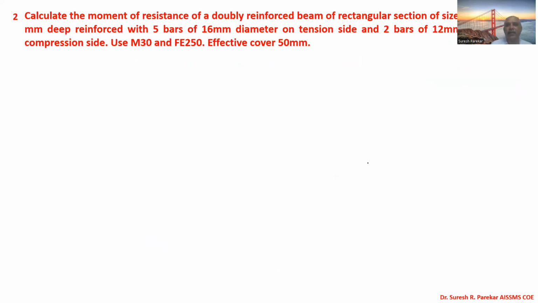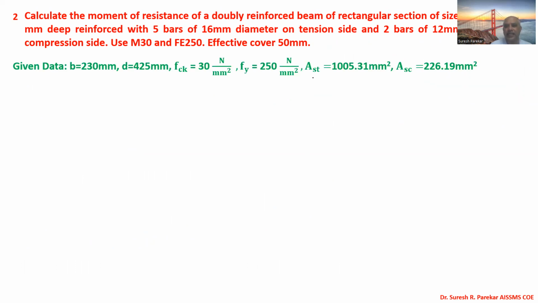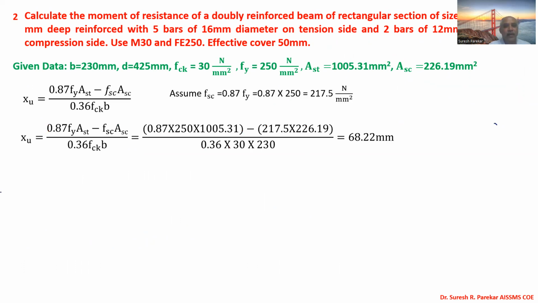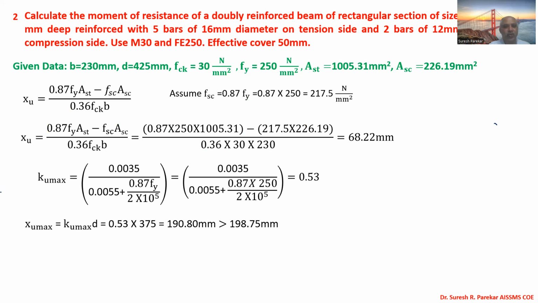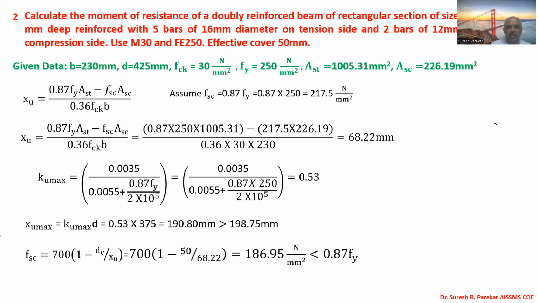Then we have the second problem. In this I have considered two problems, to cover both the types. Here we have 230 by 425, 5 bars of 16, 2 bars of 12, M30 Fe 250, and cover again 50 millimeters. Now if we solve this, the steps are the same. We get Xu 68.22, and till this we have the same steps.